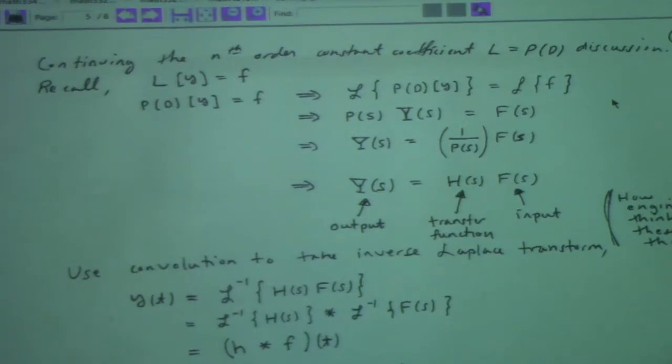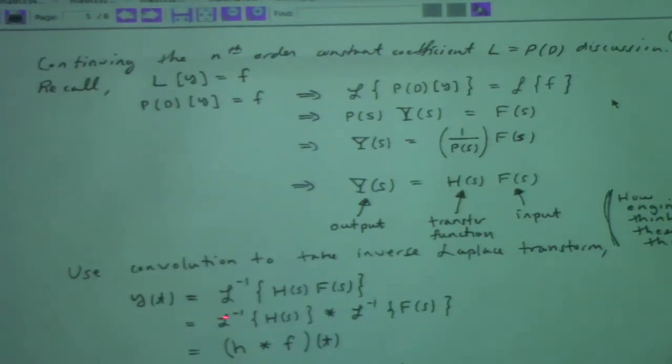So the nth order constant coefficient problem, L of y equals f, we can rewrite as a polynomial in the differentiation operator times y equals f. We take the Laplace transform of this. When we take the Laplace transform of that, what we get is p of s times Y of s. You divide by p of s, that gives me a big Y, 1 over p of s times F. This is called the transfer function. And then to solve for little y, all I have to do is take the inverse Laplace transform.